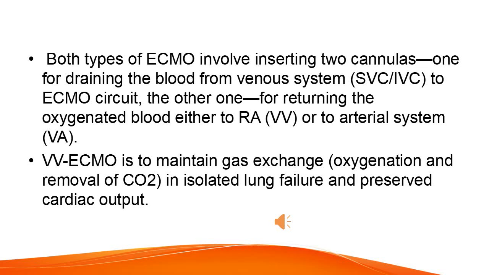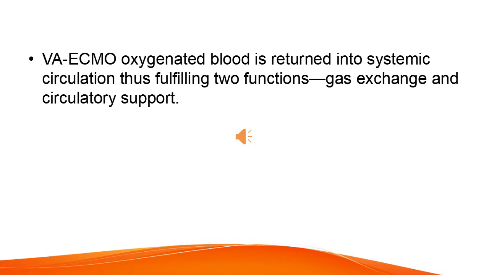Both types of ECMO involve inserting two cannulas, one for draining the blood from the venous system, SVC/IVC, to the ECMO circuit, the other one for returning the oxygenated blood either to the RA, VV, or to the arterial system, VA. VV ECMO is to maintain gas exchange, oxygenation and removal of CO2, in isolated lung failure and preserved cardiac output. In VA ECMO, oxygenated blood is returned into the systemic circulation, thus fulfilling two functions: gas exchange and circulatory support.